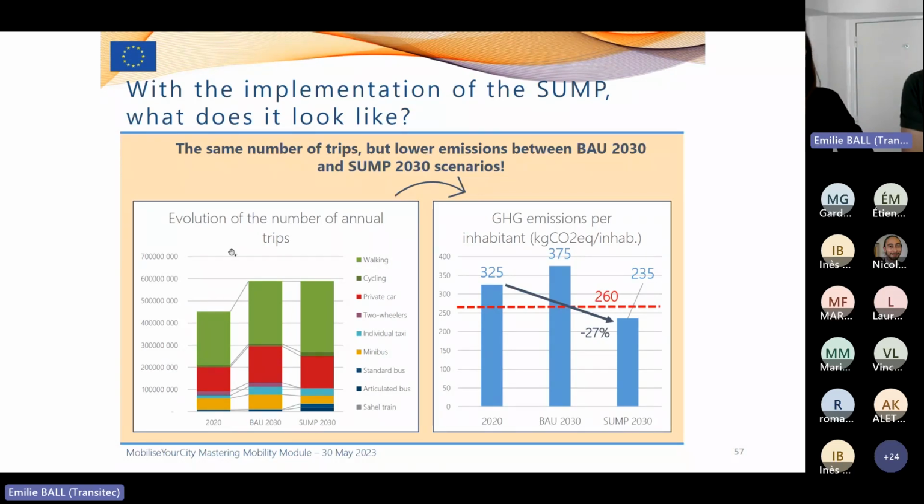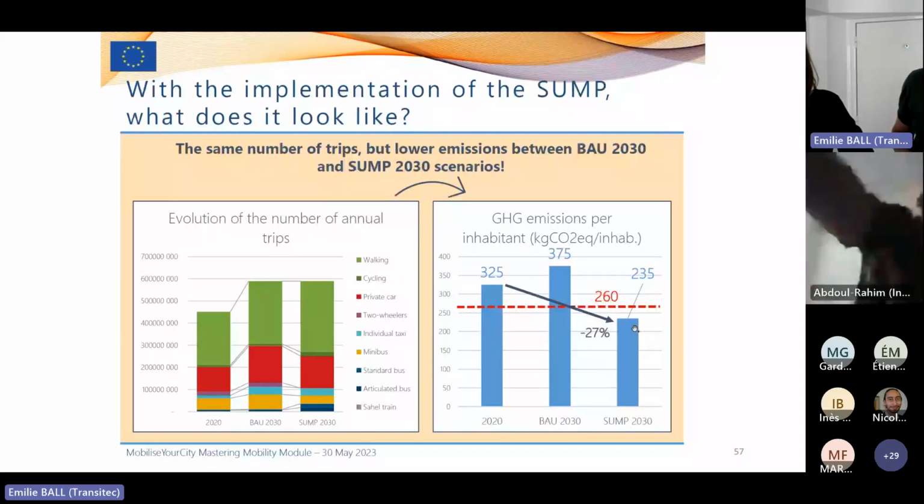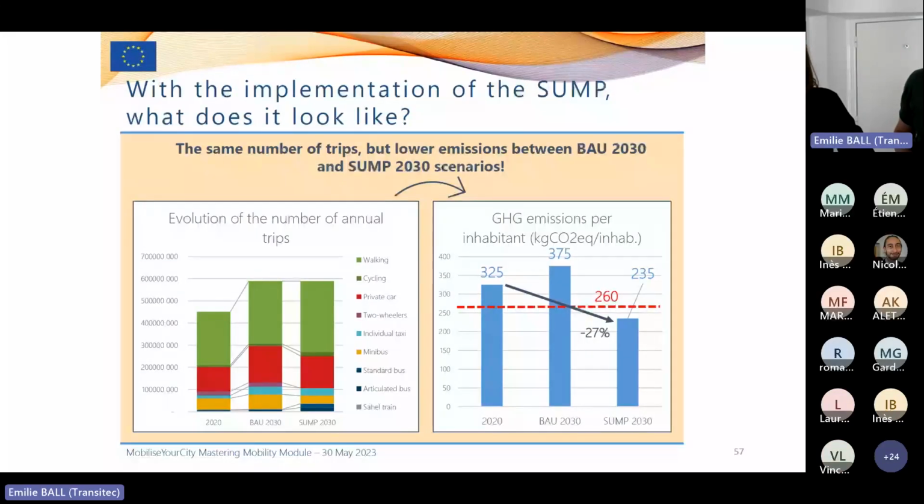So that's why we considered a stable number of annual trips, but we see an evolution in the number of trips made by walk and by car. We have a decrease and an increase. And in terms of greenhouse gases emissions per inhabitants, we see that through the implementation of SUMP action plan, we can reach and get below the threshold of the NDC commitments, and simply meet the NDC commitments. But it would mean a decrease of about 30% of greenhouse gases emissions within 10 years, now less than 10 years.